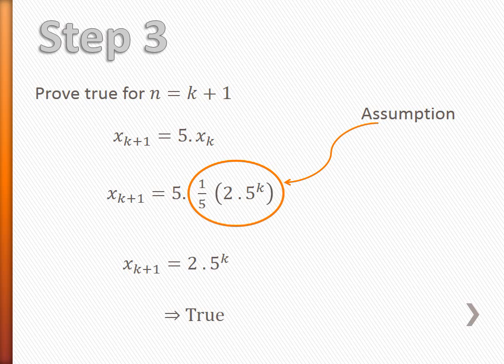Similarly to step 2, we replace n with the new value of k plus 1, so xk plus 1 is equal to 5 times xk. As we already know the value for xk from step 2, we sub this value into our formula. We simplify our answer to 2 times 5 to the power of k, so now xk plus 1 is equal to 2 times 5 to the power of k. We have proven true for n equal to k plus 1. Therefore, we have deduced a formula for the nth term for all values of k that are greater than or equal to 1.